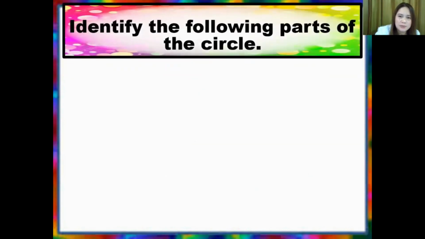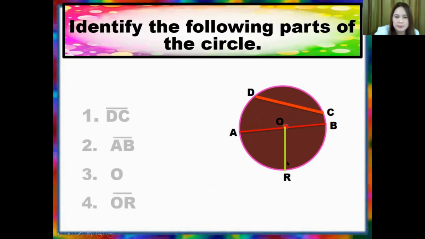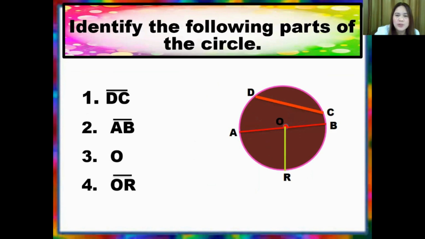Identify still the following parts of the circles. It's just more on practicing how to identify. This time you are given the name of the segment using the letters. Like I have here, line segment DC, line segment AB, I have center as O, and I have line segment OR. So what do we call them? What do we call line segment DC? Okay, try to answer this one first, and let's see.